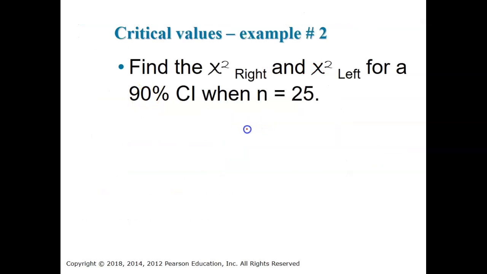Okay, here's one I'd like for you to practice with. I want you to find chi-squared right and chi-squared left for a 90% confidence interval, and we want to do this when n equals 25.